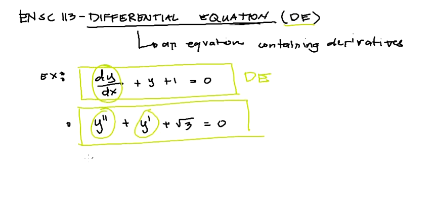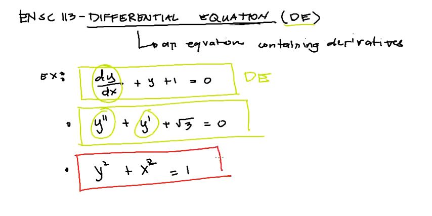So say we have this third example, y squared plus x squared is equal to 1, and this equation here doesn't contain any derivative, so it is not a DE.